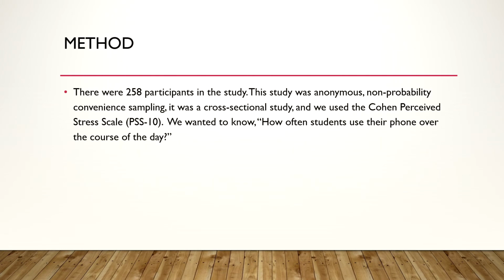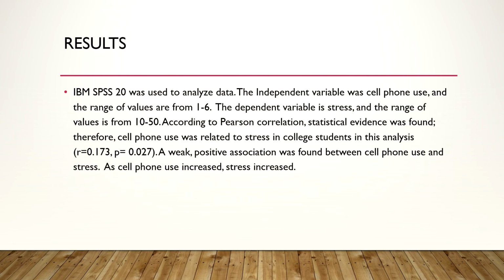In our study, there were 258 participants. The study was anonymous, non-probability convenience sampling. It was a cross-sectional study, and we used the Cohen Perceived Stress Scale, PSS-10, and we wanted to know how often students use their phone over the course of the day. We used IBM SPSS-20 for analyzing the data. The independent variable was cell phone use, and the range of values is from 1 to 6. The dependent variable is stress, and the range of values is from 10 to 50.